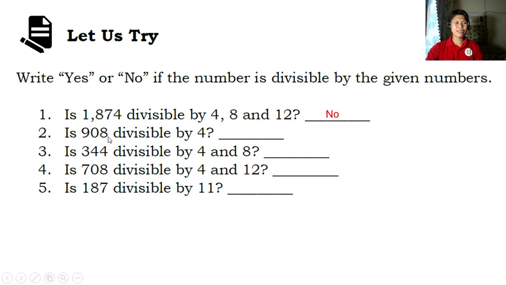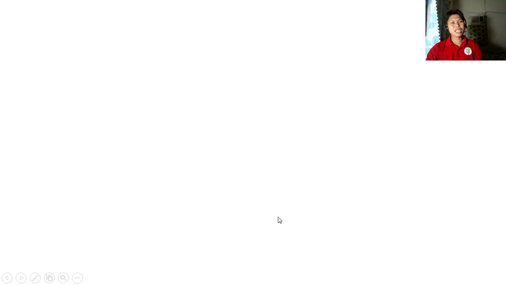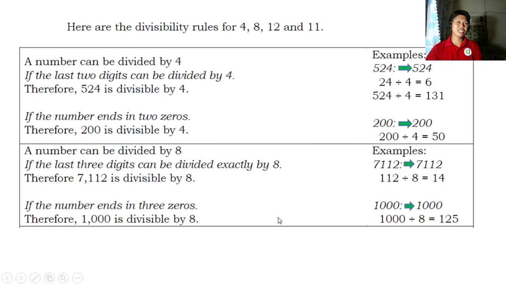How about 908? Is it divisible by 4? Siguro, yes. 344, is it divisible by 4 and 8? The answer is yes. 708, is it divisible by 4 and 12? The answer is no. And 187, is it divisible by 11? Ang alam ko, hindi divisible to kasi 1 plus 7 is 8. May tricks kasi dyan. Okay, so anyway, I will be discussing with you the different divisibility rules.